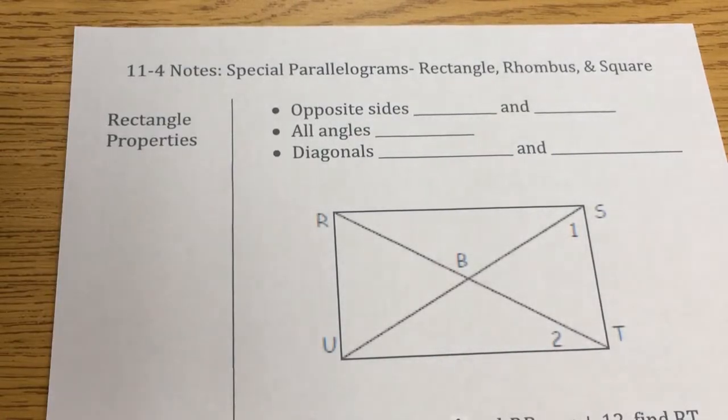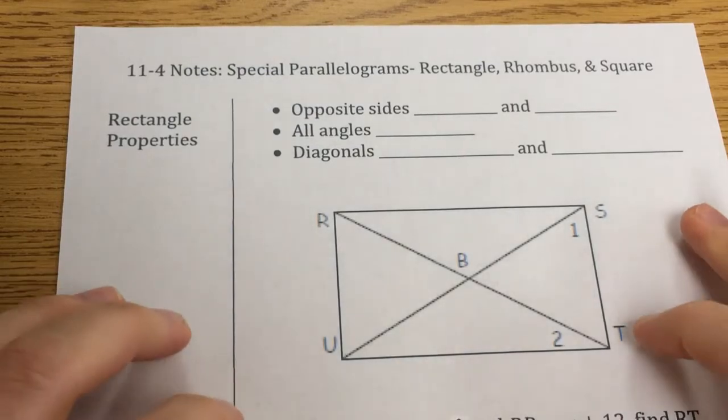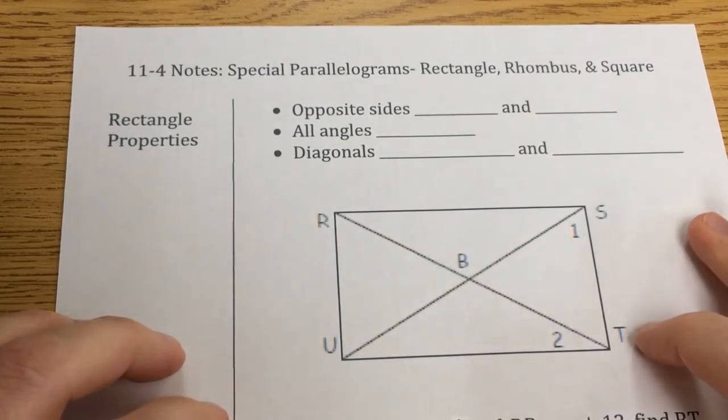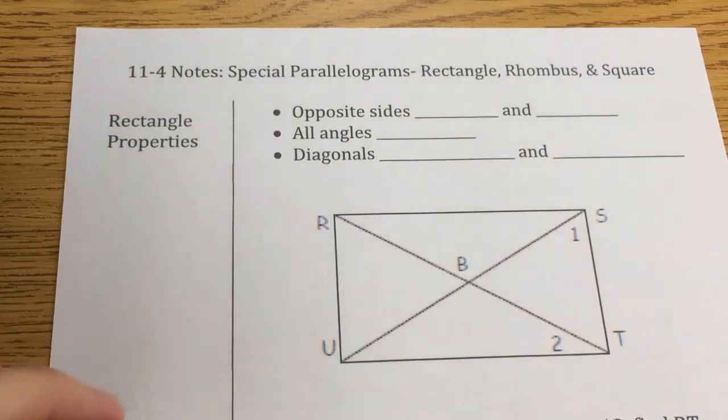Hey guys, welcome back. Today's notes are 11-4 special parallelograms. Those would be the rectangle, the rhombus, and the square. Yes, we're going to do all those together. All right, so let's get started. You should know by now where you can pause and where you can write stuff down and catch up with me, so I'll leave that to you.